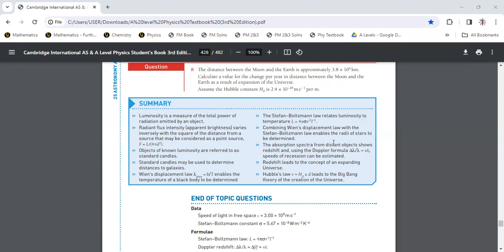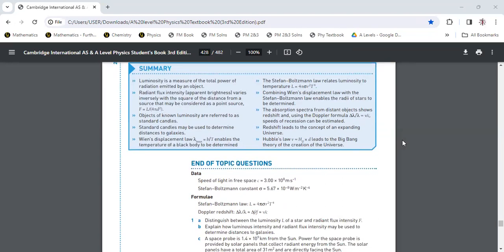Everything is moving away from each other. So if we use our Hubble's law in our theory, we can theorize that everything started at a single point and just kind of exploded. So using 1 over Hubble's constant, we can find out how old the universe actually is.